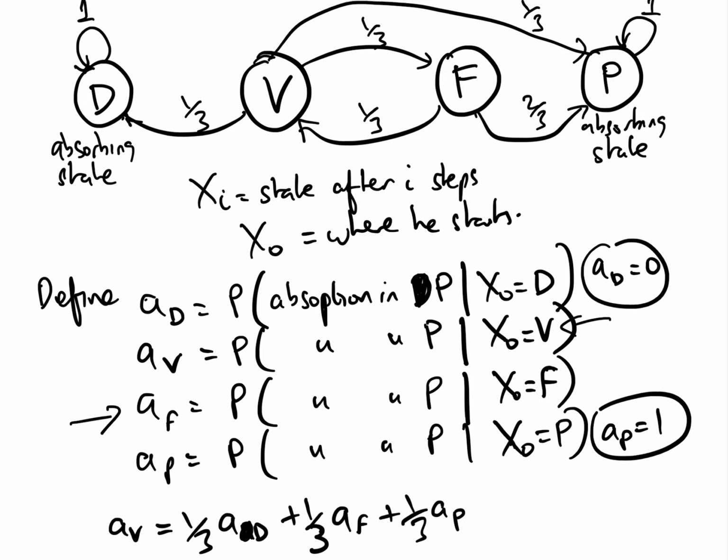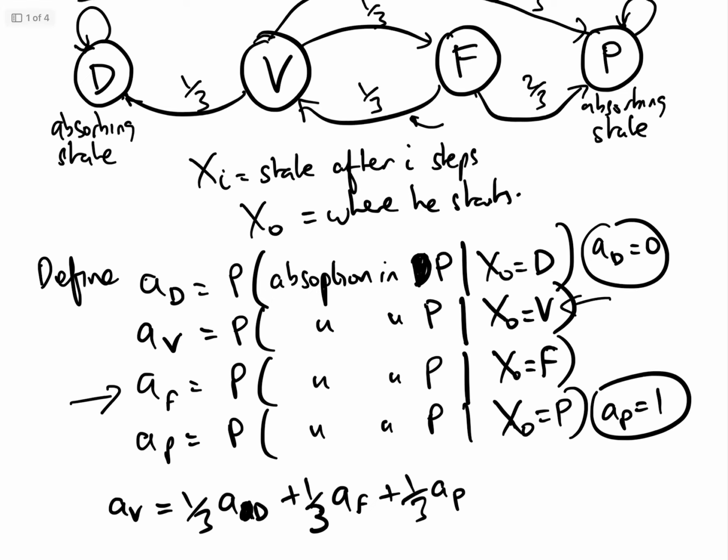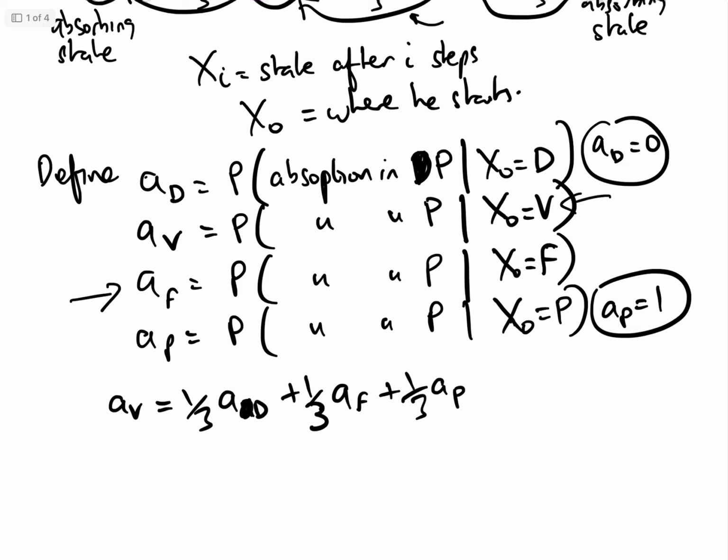So AF here is the probability of saving the princess given that he's in the forest. Well, again, what we need to do here, look, if we got a third, he goes back to the volcano, and 2/3 he rescues the princess. So AF equals 2/3 that he rescues the princess, add 1/3 that he goes into the volcano, and that's recursion, so that's the probability here that he rescues her if he is in the volcano.